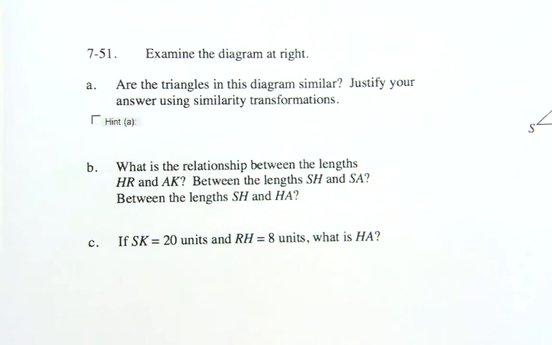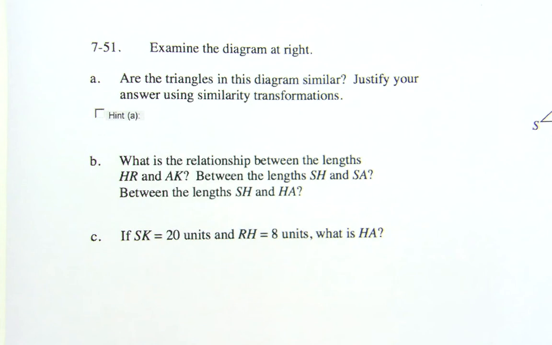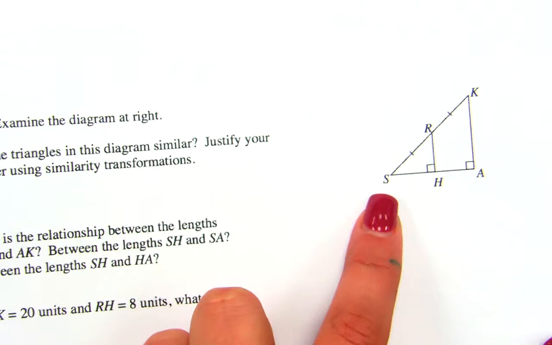Okay, this is Math 2. We're going to do 51 and 53 in Chapter 7. So first one, it says examine the diagram at the right. Are the triangles in the diagram similar? Justify your answer using a similarity transformation.